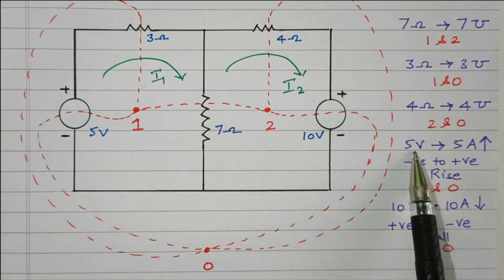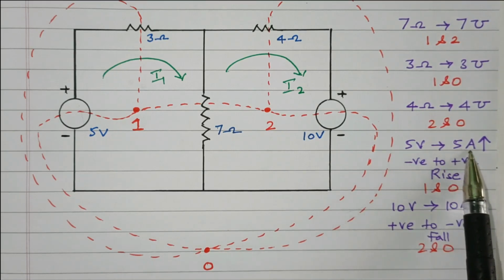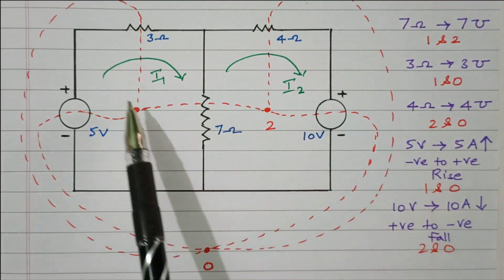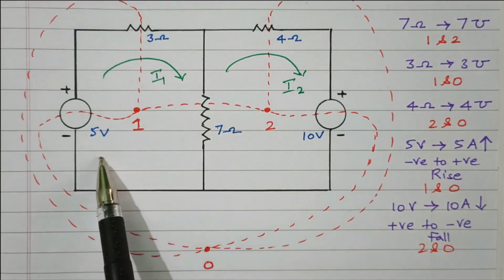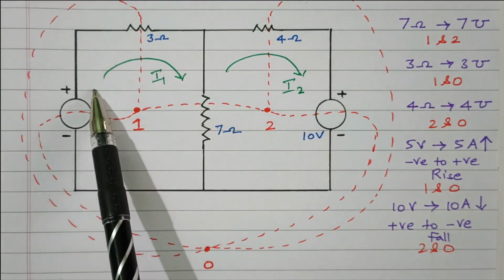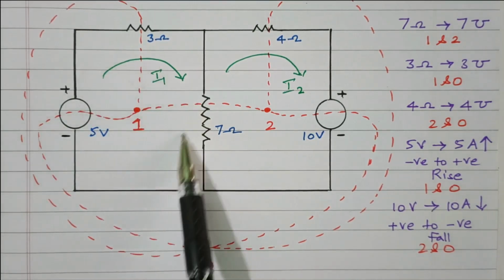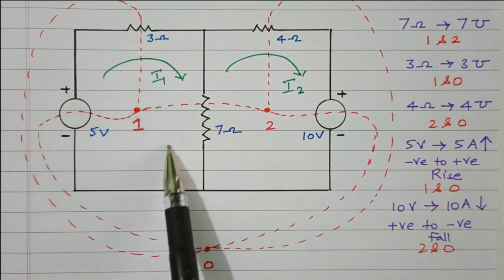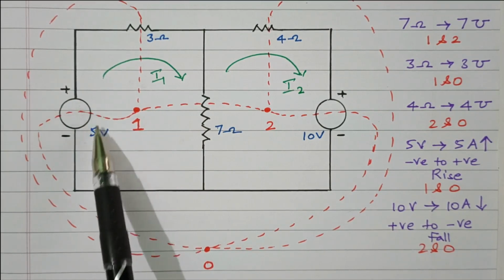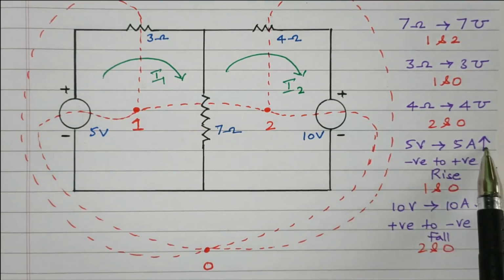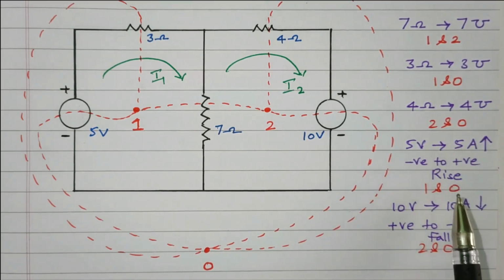Similarly, the 5 voltage source is converted into a 5 ampere current source, right? Rising polarity. What is the rising polarity? See the current direction. Current is flowing in the clockwise direction. See this, it is going from the negative terminal to the positive terminal. So negative to positive means voltage rise, right? So the current is flowing like this, from negative to positive, rise in polarity. So the current source is also 5 ampere, rise in polarity, right?